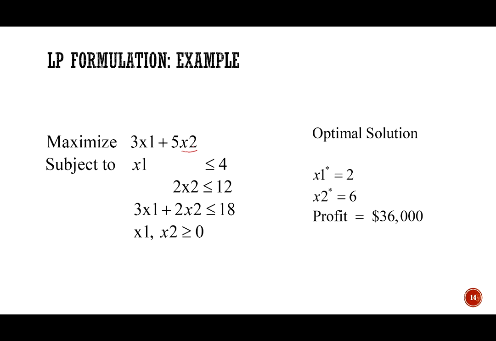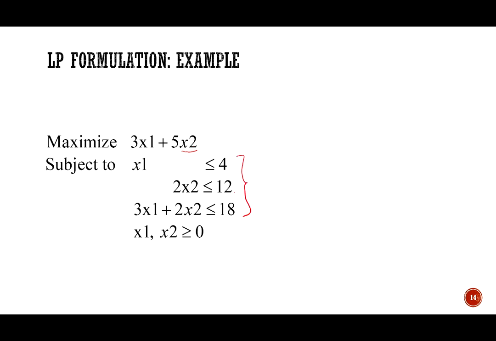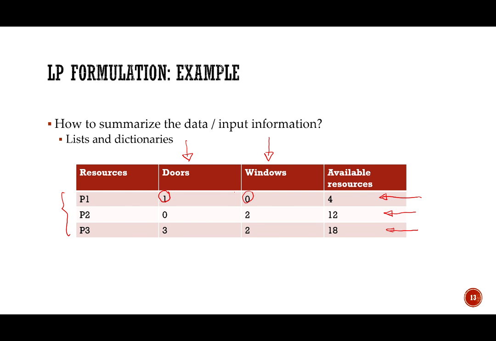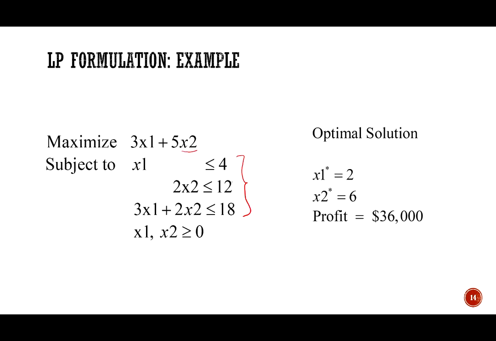Then in order to write the constraints, we can look at the table that we have here. So there is a constraint for each available resource. So 1 times x1 should be less than or equal to 4. This column is the right-hand side in your equation, 4, 12, and 18. And the coefficients are the values that we have in the table. We also have non-negativity constraints. Both decision variables should be equal to 0 or positive. They cannot be negative.